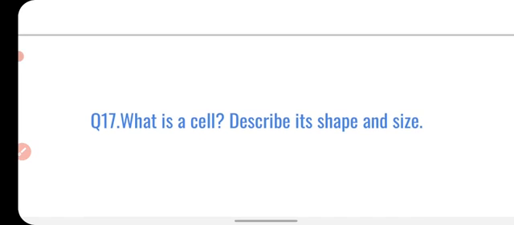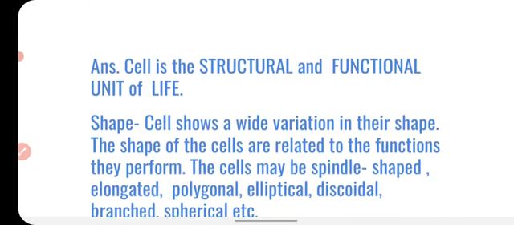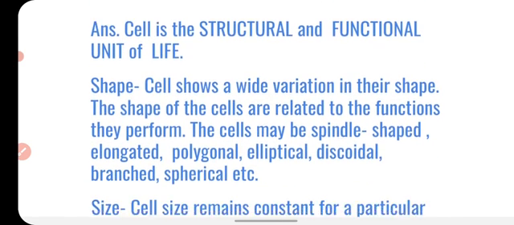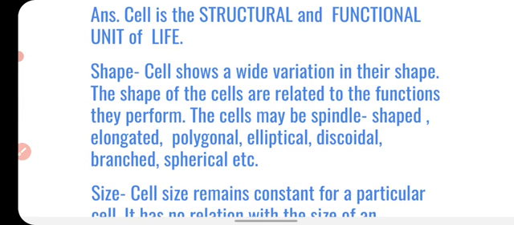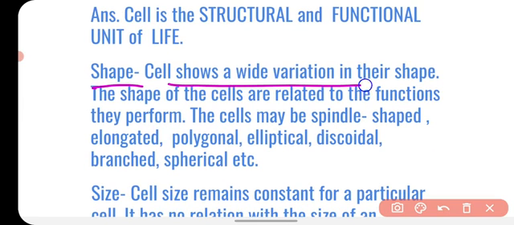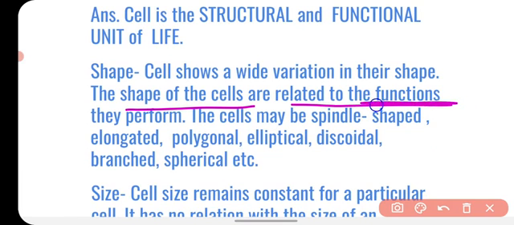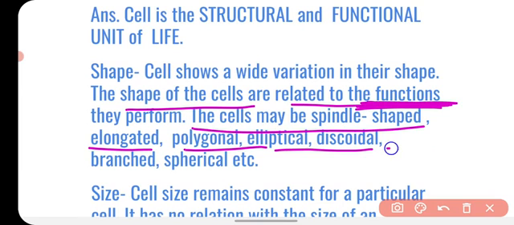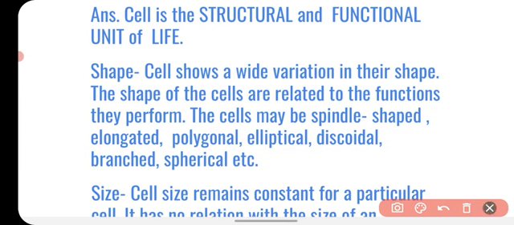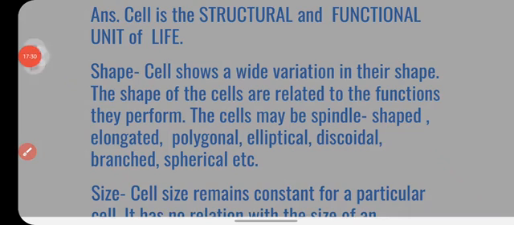Next question is, what is a cell? Describe its shape and size. So the answer is, a cell is the structural and functional unit of life. And if we talk about the shape, the cell shows a wide variation in shape. The shape of cells is related to the functions they perform. The cells may be spindle shaped, elongated, polygonal, elliptical, discoidal, branched, spherical, etc. The shape of the cell has so many variations.